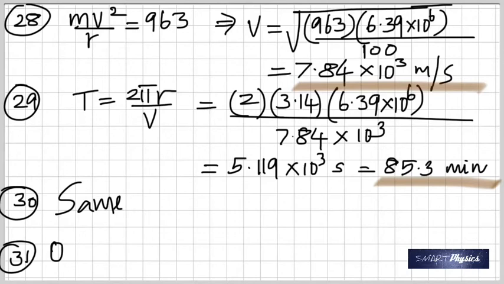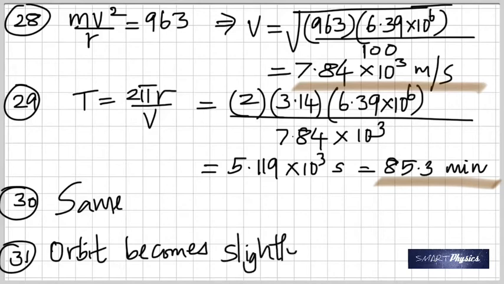31. If the speed of the object is slightly increased, what change would occur? What change will happen? Right now, what kind of orbit is it? Circular? What will happen? Exactly. It will become slightly elliptical. Just a little bit. But if you keep on increasing it, you do know that when it reaches 11.2 kilometers per second, it just escapes, okay? So that's what you have to know.